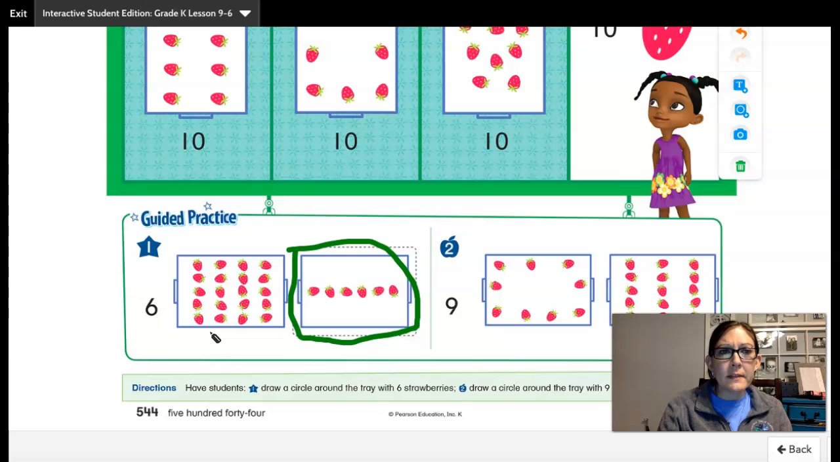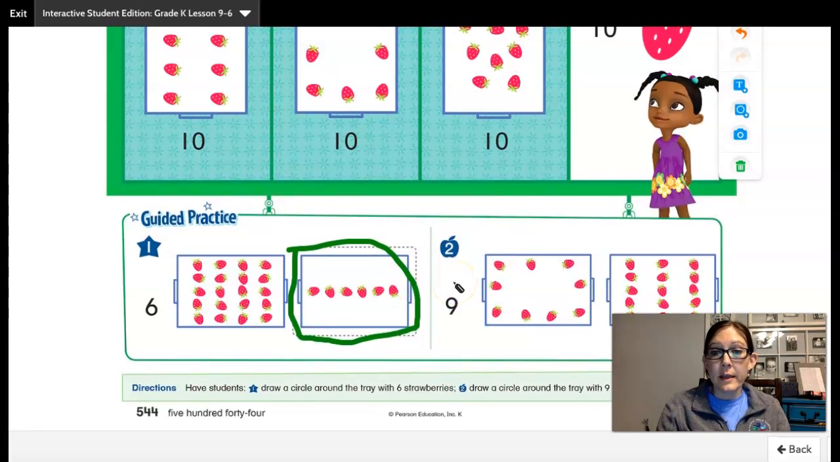Without even counting them, we can look at that and see that's way more than 6, isn't it? Let's count these just to make sure. 1, 2, 3, 4, 5, 6. Yep, that one has 6 strawberries.